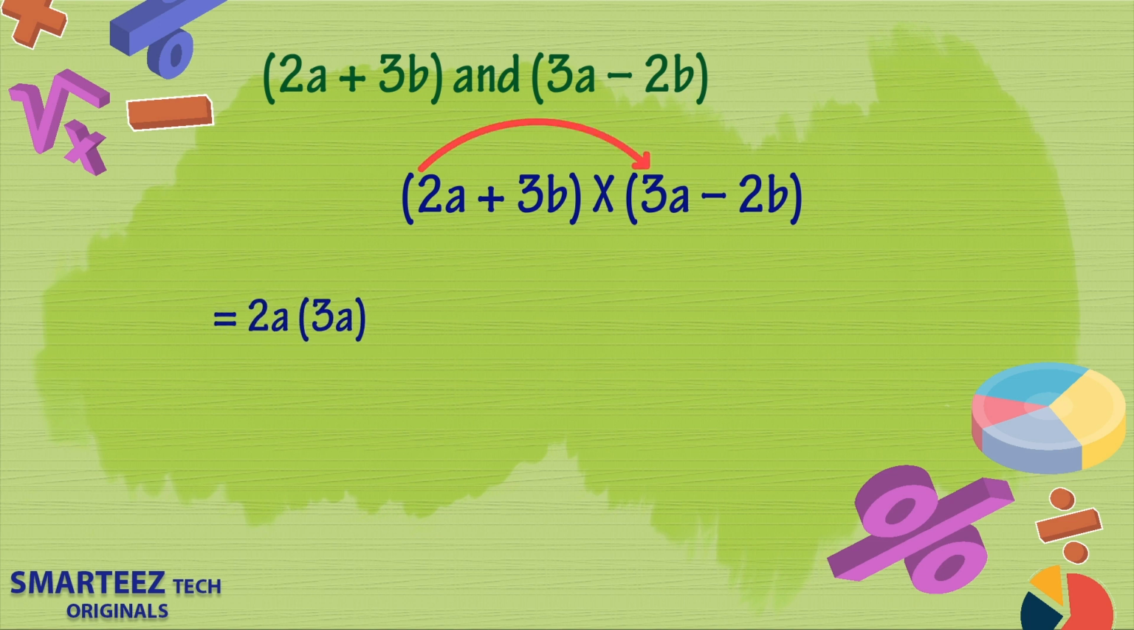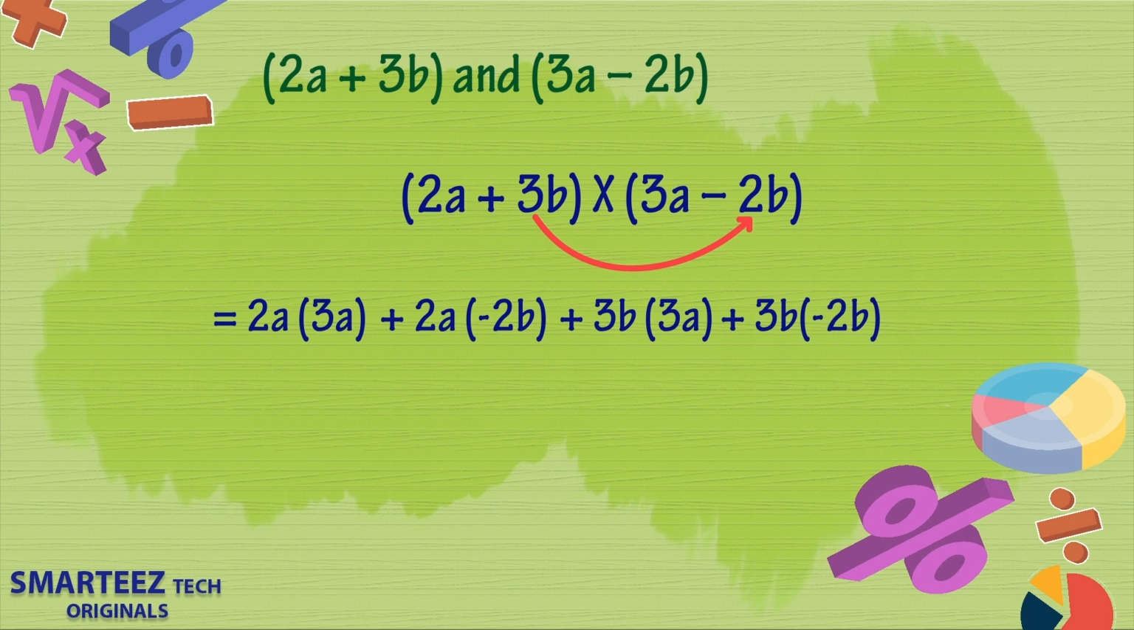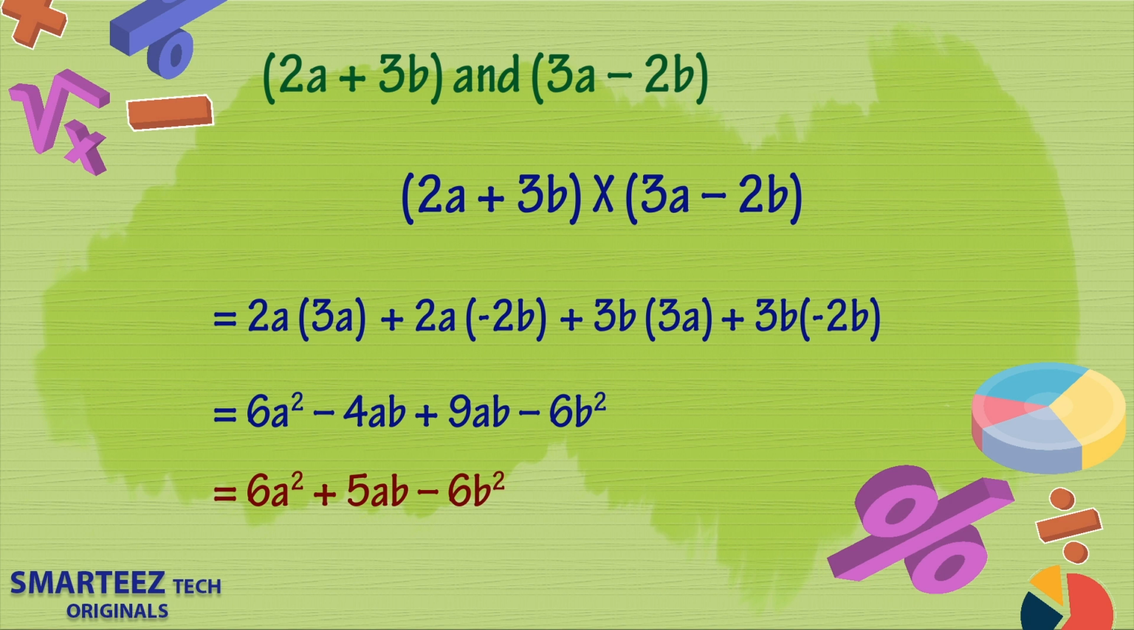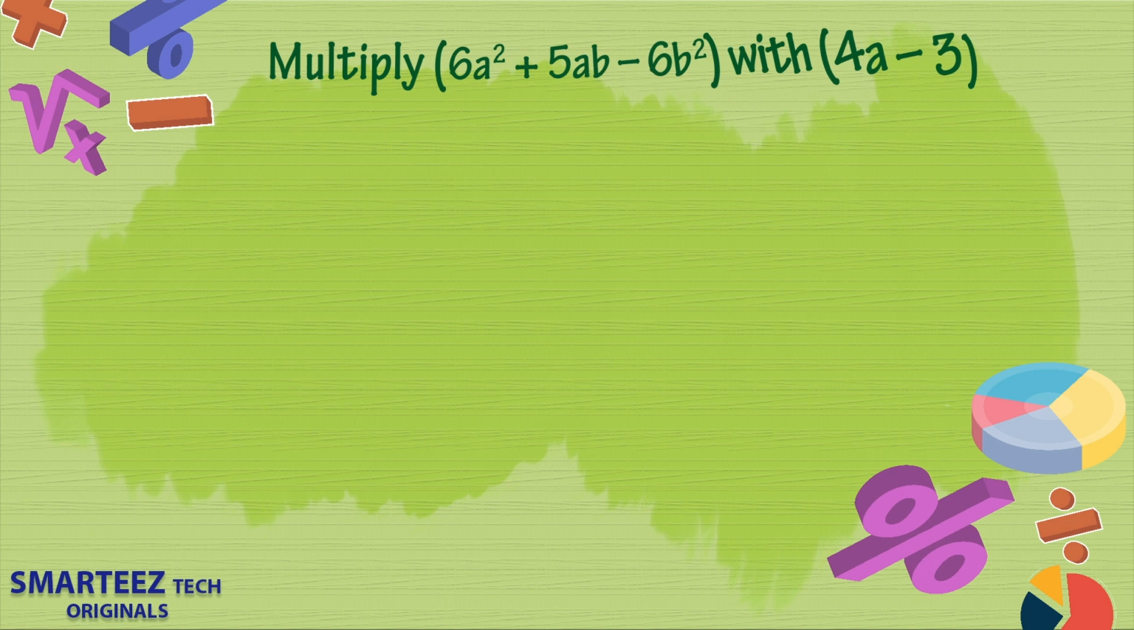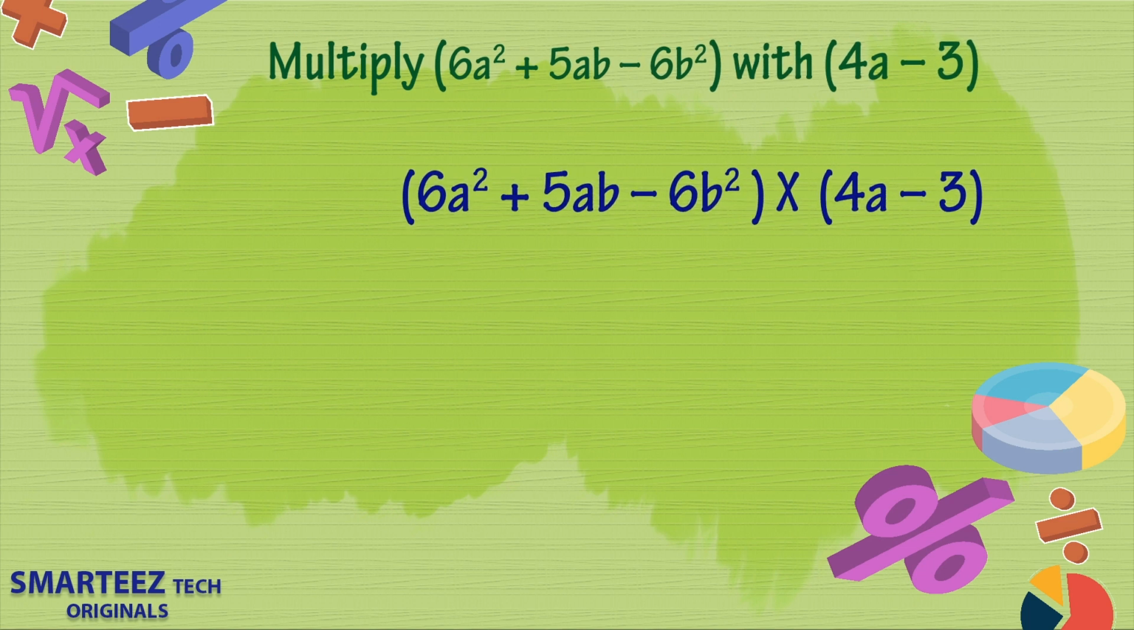That's 2a times 3a plus 2a times negative 2b plus 3b times 3a plus 3b times negative 2b, which equals 6a squared minus 4ab plus 9ab minus 6b squared. Simplify the like terms. This equals 6a squared plus 5ab minus 6b squared. That's the product of the first two binomials, which happens to be a trinomial. Now, let's multiply this product 6a squared plus 5ab minus 6b squared with 4a minus 3. Pay attention to the arrows again.